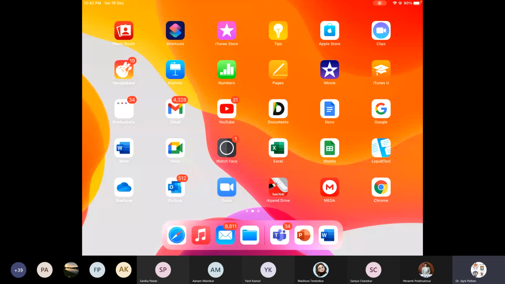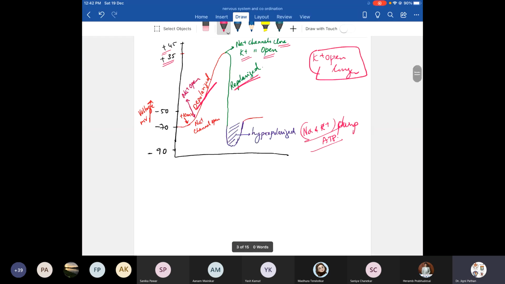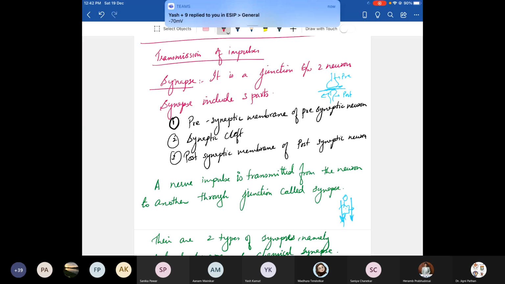After this, we are moving to the next. If I ask you what is the resting potential, tell me what should be the resting potential of the resting membrane of the neurolemma. Minus 70 millivolt. Very good.